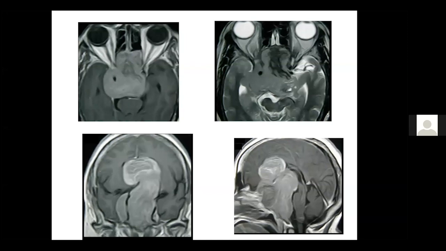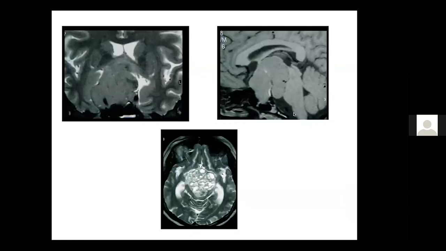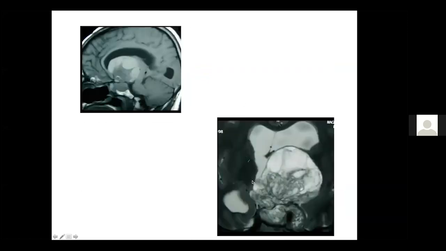So this is another giant. This is the same giant. You see this giant pituitary tumor? And this is another giant of a pituitary tumor. You can see how it is related to the internal carotid artery, how it is related to the cavernous sinus, how it is related to the diaphragma sellae. You have to see it.